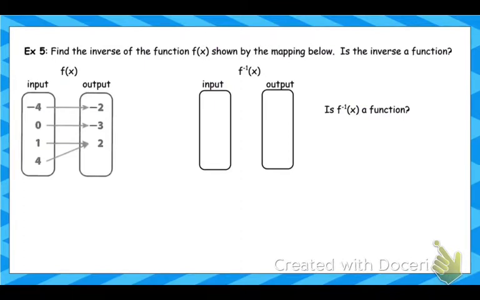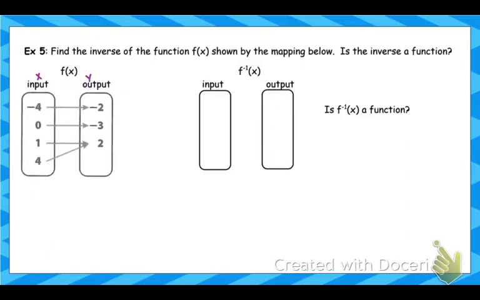All right, and the last thing we're going to look at is mapping. You may not have seen this since Algebra 1, but mapping just shows what the x's are, what the y's are, and it draws arrows to show which y's go with each x. So the first one, the input is our x's, the output is our y's, and it's showing you what each x goes with. So this mapping is just telling you that (-4, -2) is a point, (0, -3) is a point, (1, 2) is a point, and (4, 2) is a point. So that's how we would read that.